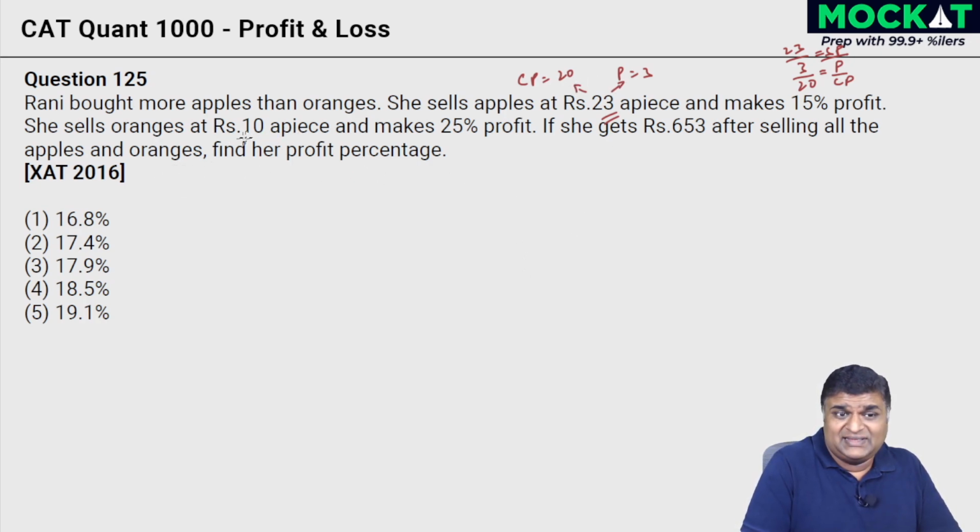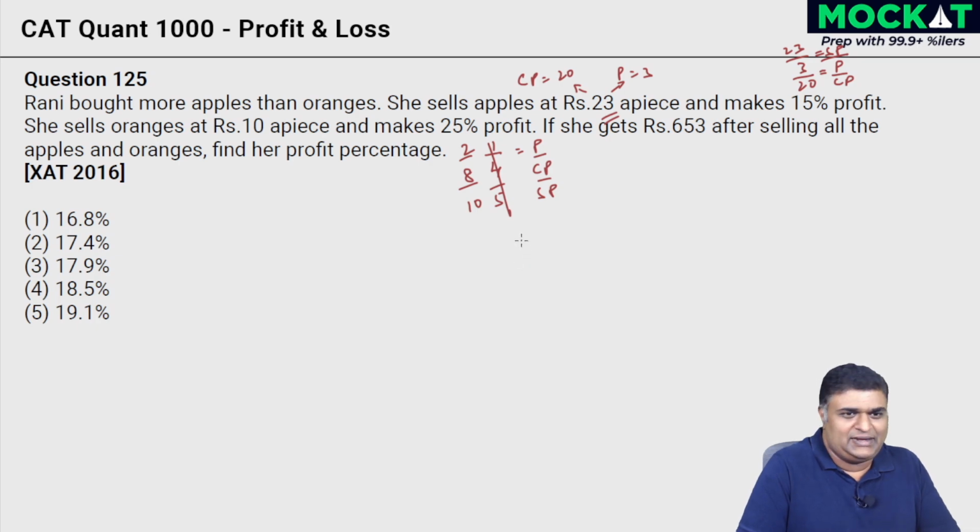For oranges, 10 a piece, and you're making 25% profit. Now 25% profit is nothing but 1 by 4, right? 1 by 4 over here is nothing but P by CP. What will the selling price be? Selling price is going to be 1 plus 4, 5 rupees. But if the actual selling price is 10, and not 5, it's double of this, then cost price will be double of it and profit will be double of it, right? Start writing it this way.